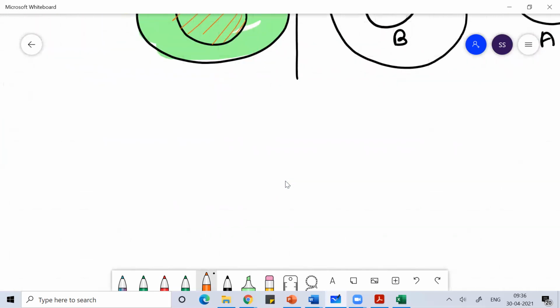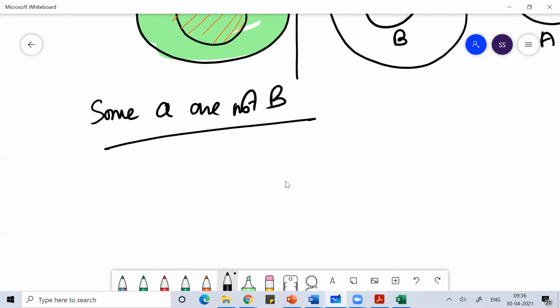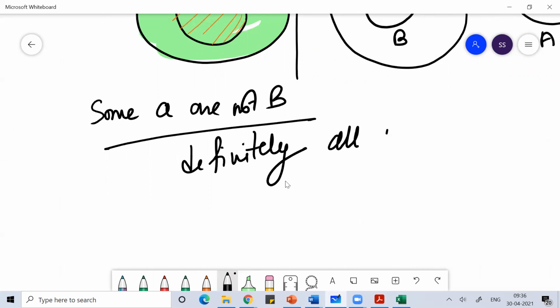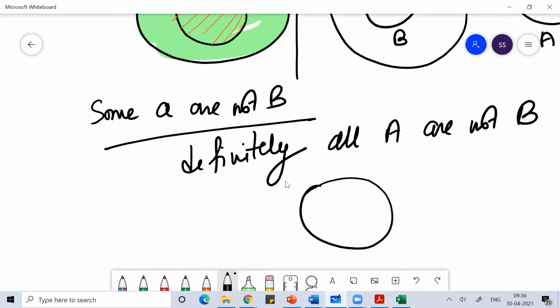Then the third pattern, some A are not B. When I'm saying some A are not B, what does it definitely mean? It does not definitely mean that all A are not B. So you can understand that: some A are not B.